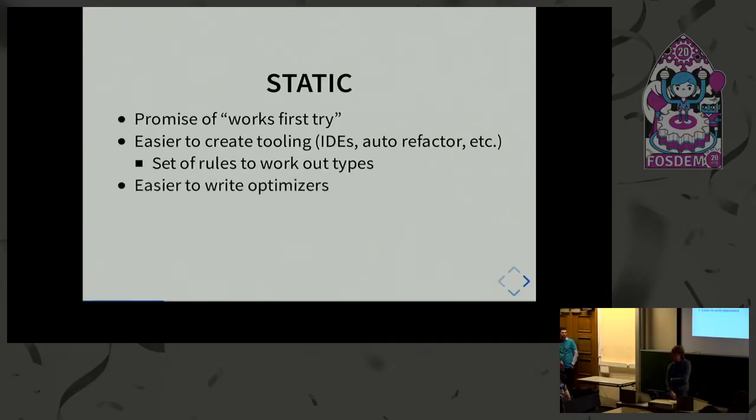It's easier to write optimizers for statically typed languages, because if you know exactly which types a variable can be, you can have a much better guarantee. And code optimizers are limited by the edge cases, not by the common case. So if you can remove all the edge cases of your code by having static types and more guarantees, then you can write better optimizers, and write them more easily.